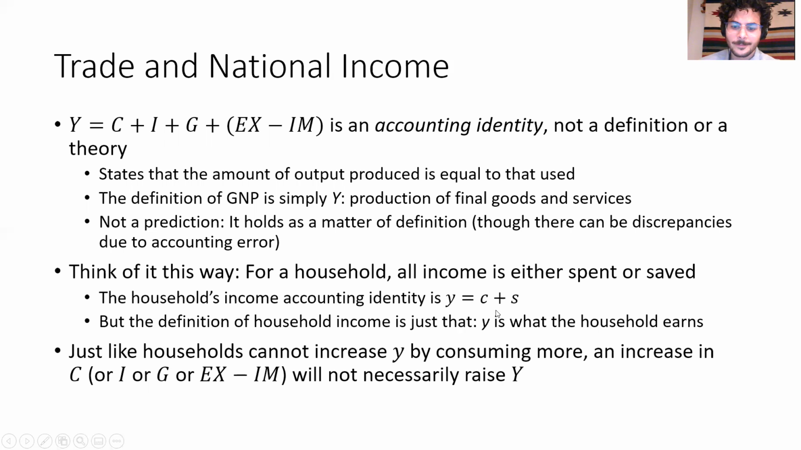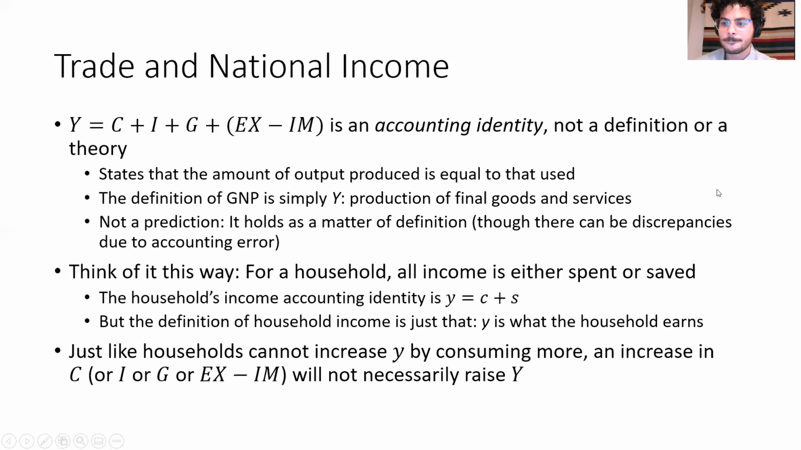So for countries, an increase in C or I or G or net exports is not necessarily going to raise Y. Things are a little bit different because of the macro level. Spending has to be equal to income. So there are very many policies or changes over here that will affect national income, but we need economic theory to understand how that's going to take place. And this accounting identity isn't really going to help us with that.